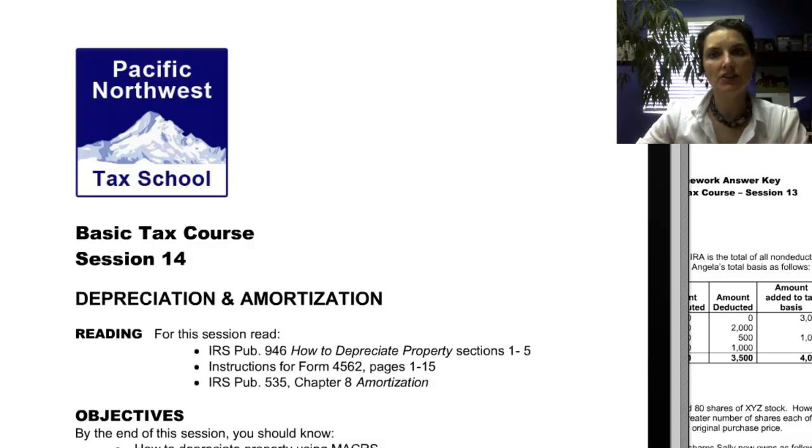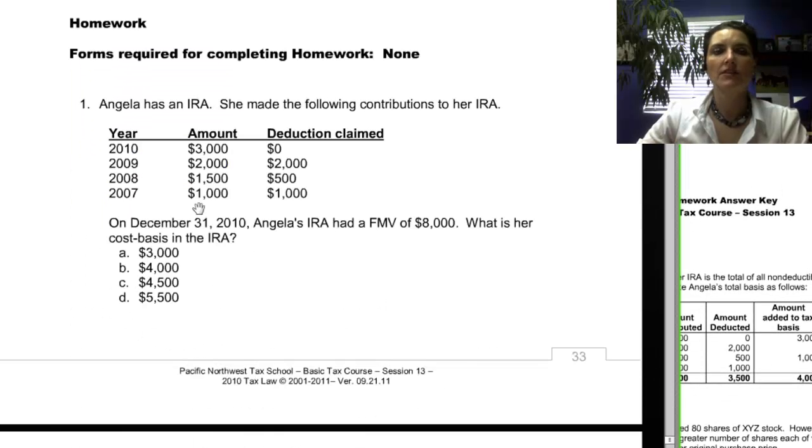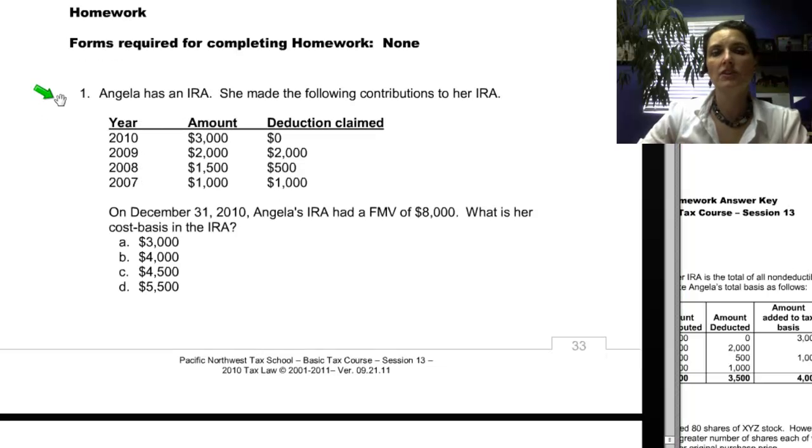We're going to begin Session 14 with a review of the Session 13 homework answer key. And here is the Session 13 homework assignment, beginning with question number 1. Angela has an IRA and she made the following contributions to her IRA. We show each year and the amount contributed and the deduction she was allowed to claim in that year.